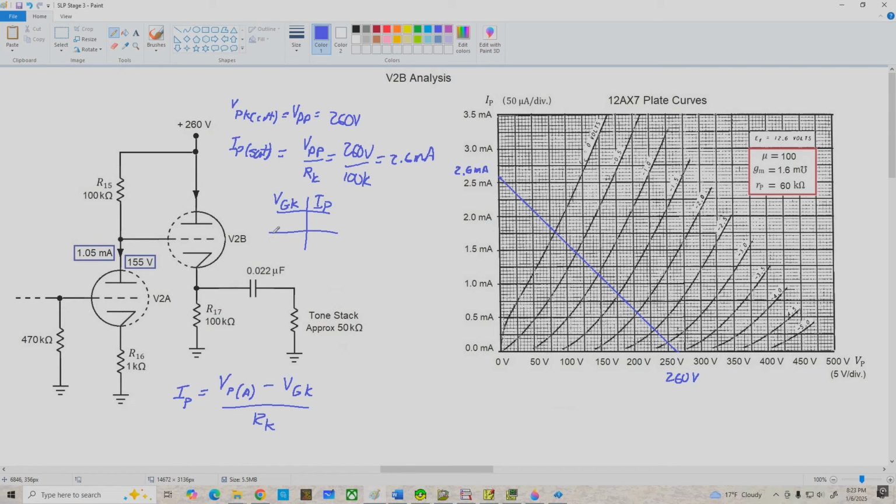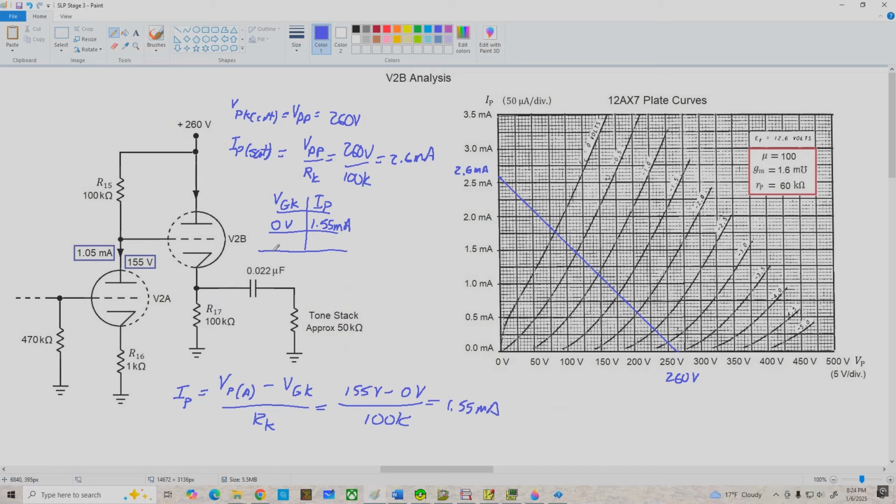All right, and again, we can start by picking VGK equals 0 volts. We just plug that in here, so we have 155 minus 0 divided by 100K, and that gives us 1.55 milliamps. So with 0 VGK, we have 1.55 milliamps plate current flowing down through the right side. And that should make sense. If we had 155 volts here, 0 volts dropped from grid to cathode, that means we have 155 volts here, and I equals V over R, 155 divided by 100K is 1.55 mils.